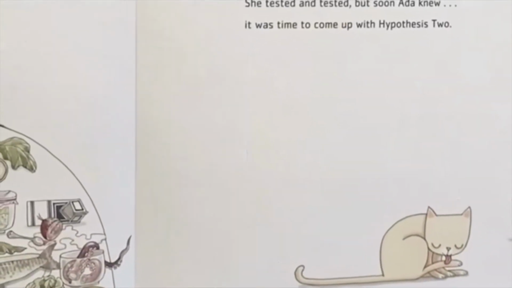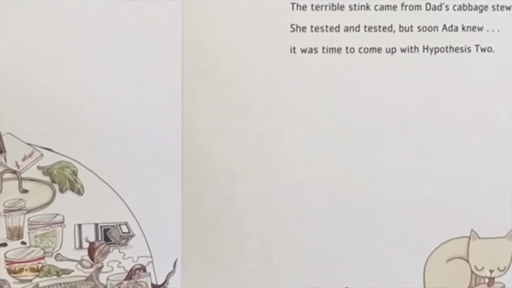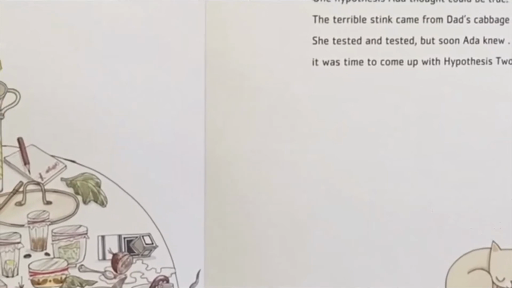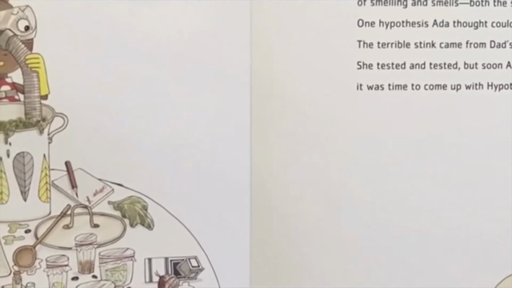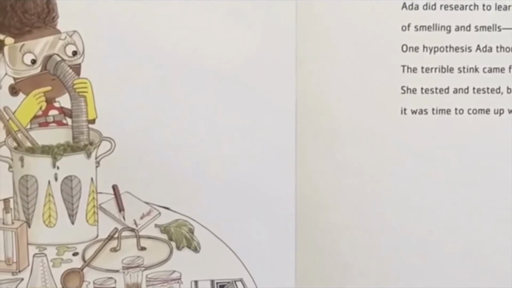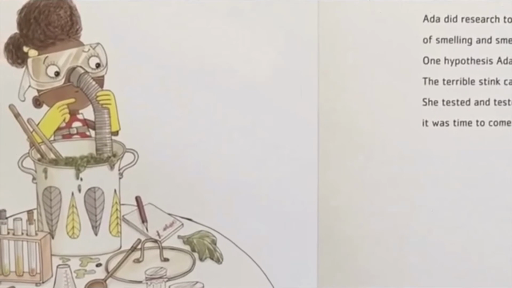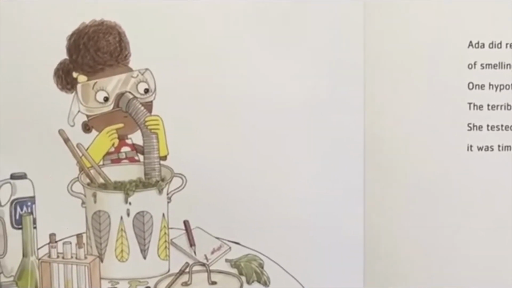Ada did research to learn all she could of smelling and smells, both the stinky and good. One hypothesis Ada thought could be true: the terrible stink came from Dad's cabbage stew. She tested and tested, but soon Ada knew it was time to come up with hypothesis 2.